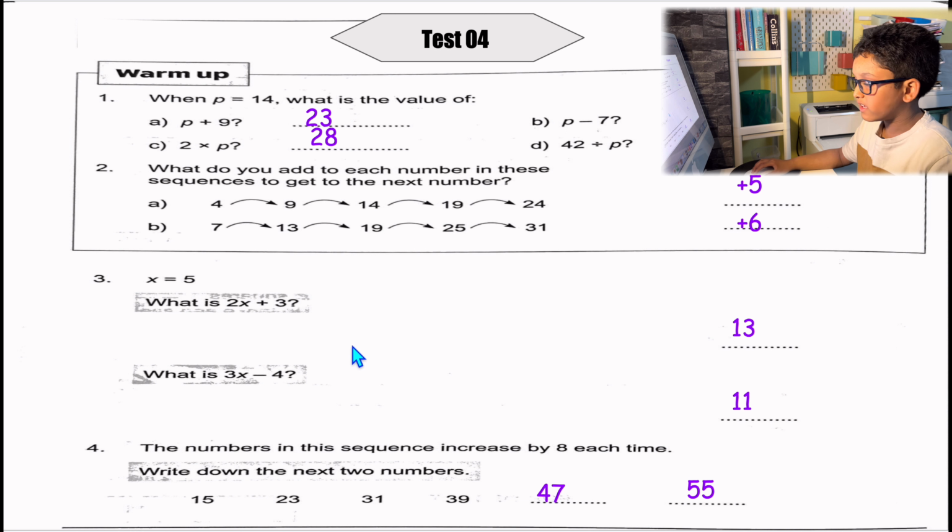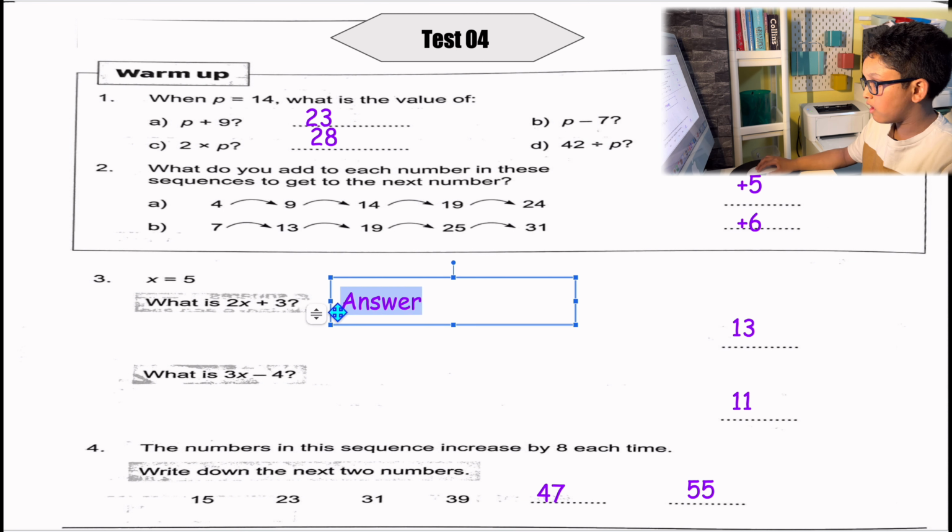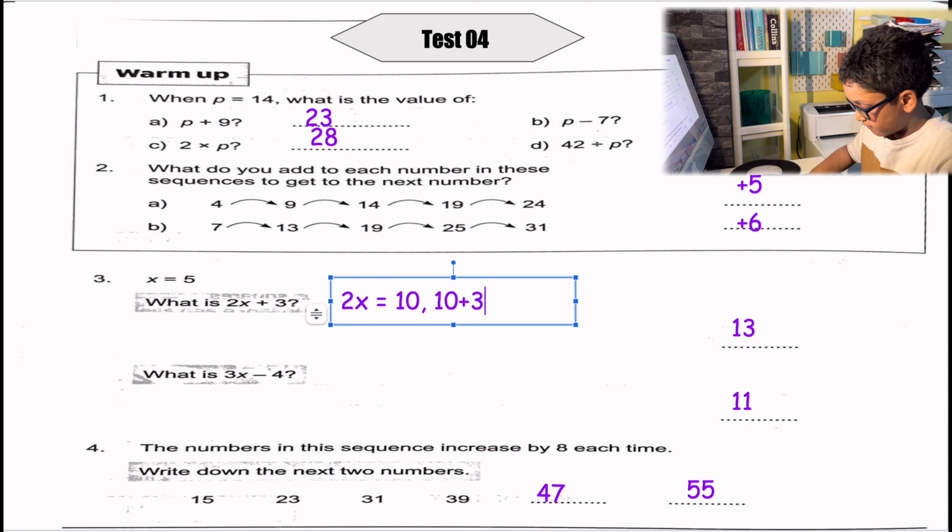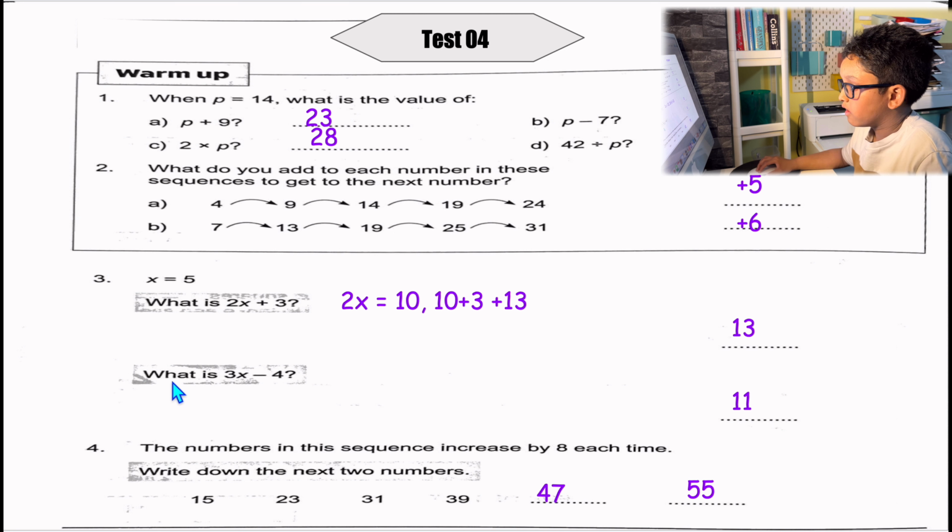Oh, yeah, I forgot. I had to explain question 3 in here because it's blank, so maybe you have to do the explanation. Well, I'm going to do that for you. So here, 2x, we substitute the x for 5. So 2 times 5 is 10. Then 10 plus 3 equals 13.